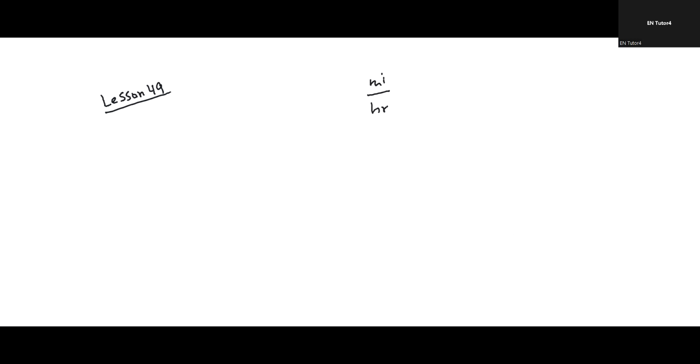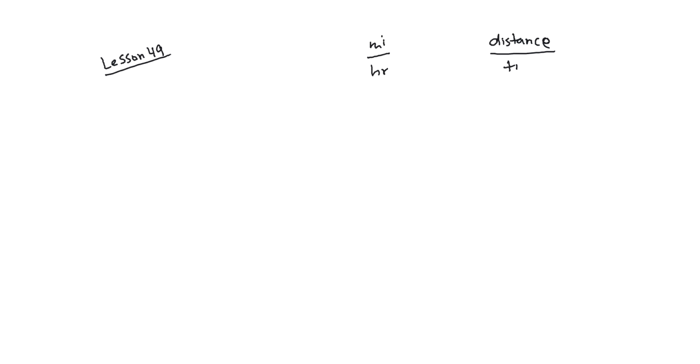Now, what kind of measurement is miles? That's a distance measurement. And what kind of unit is hour? That's a time unit. And so that means that it's basically our rate. Rate is equal to distance over time.